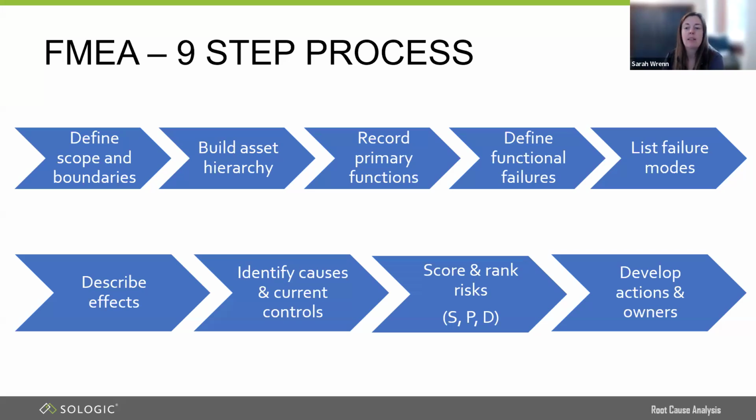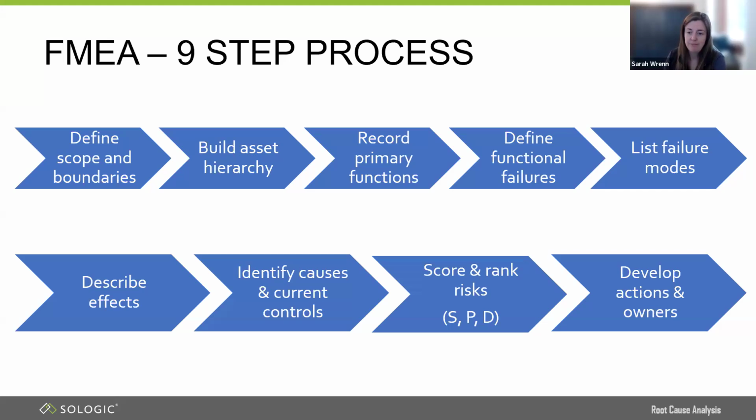A typical FMEA process includes, and you'll see that on the screen here, defining our scope and our boundaries. Then we want to break down the asset into systems and components. We call this our asset hierarchy. We want to define the primary functions of those systems and components. We're going to identify individual failures and causes, evaluate risk, and decide actions. The spreadsheet that we'll walk through today follows this same logic, just in a practical, facilitator-friendly format that helps teams stay structured and aligned. But before we get into the spreadsheet, it's important to understand the core questions that drive this process.